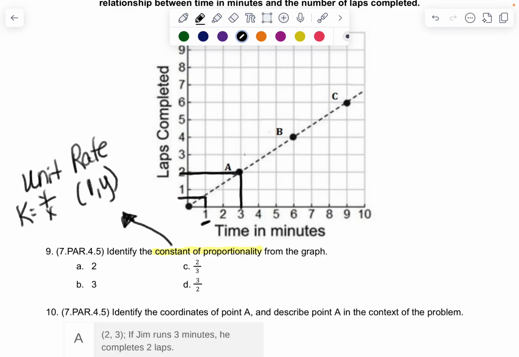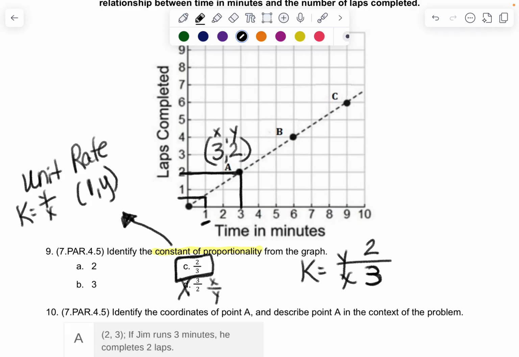And that point A is 3, 2. X is 3, y is 2. To find the constant of proportionality, we've got to write that as k equals y over x, which is going to be 2 over 3. I think a lot of the ones that missed this one put D. D is not the answer because that's x over y. We want C, which is y over x.